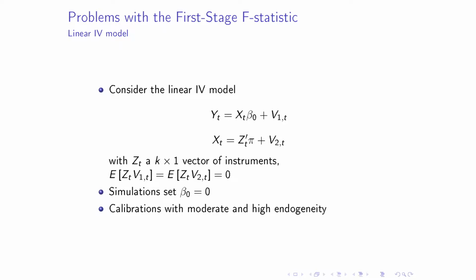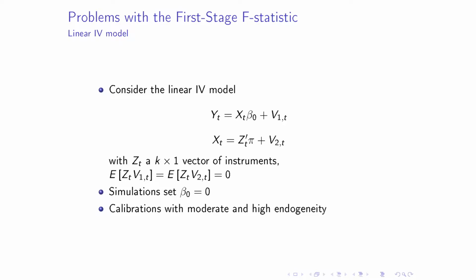Right? So we have an outcome y, an endogenous regressor x, and a k-dimensional vector of instruments z. For the simulations, I'm going to set the true parameter value beta naught equals 0, and I'll consider two types of calibrations, one with a moderate degree of endogeneity and one with a very high degree of endogeneity.